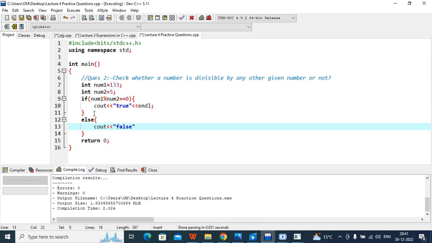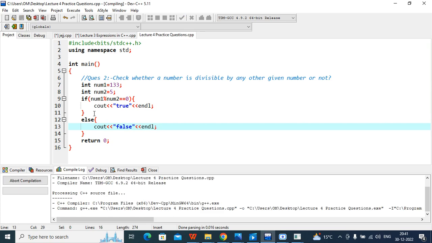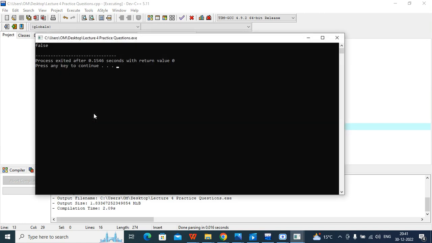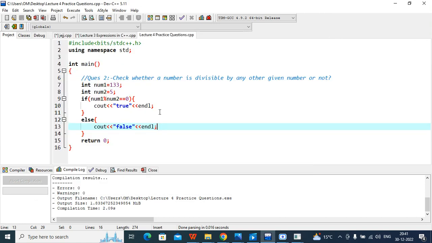It means 133 is not divisible by 5. Let us check this. Yeah, it is giving us false because when we divide this 133 by 5, it will give you remainder 3, because 130 is divisible by 5 but not 133. So somewhere it will be leaving remainder as 3, which is not 0. Okay, so this is the second question. Try yourself checking divide any number by any number, right?